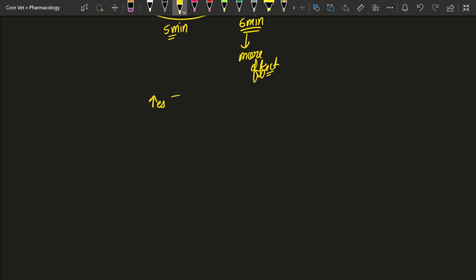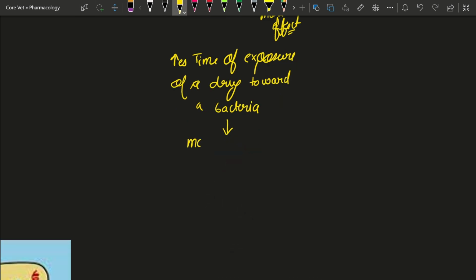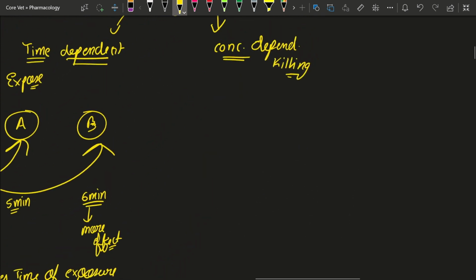What does time dependent killing mean? It means if you increase the time of exposure of a drug toward a bacteria or any microbe, it shows a more effective response. That's what time dependent killing means.